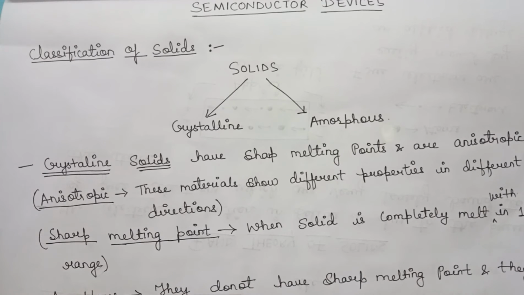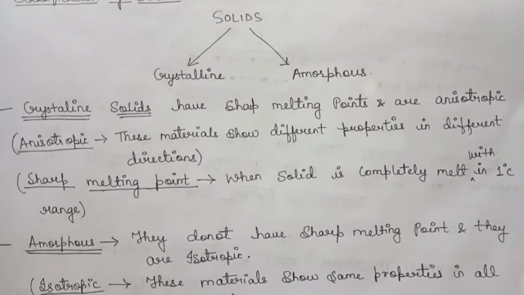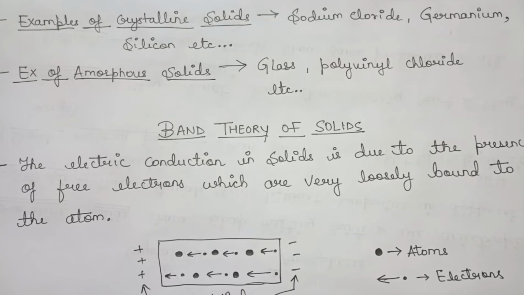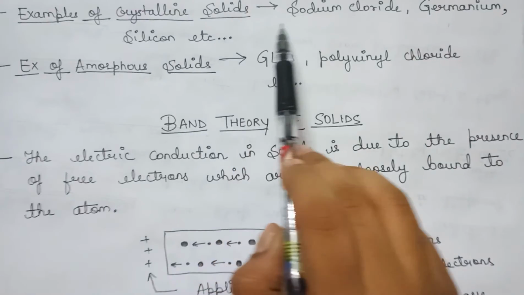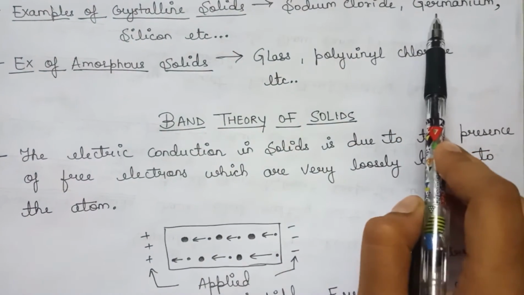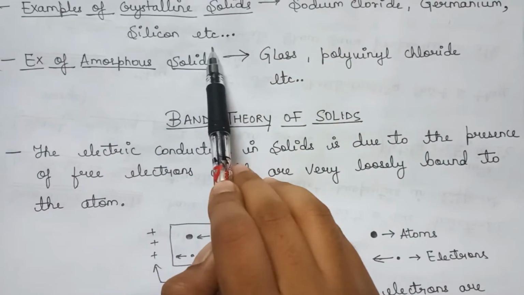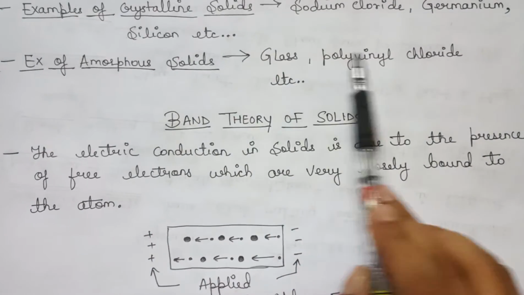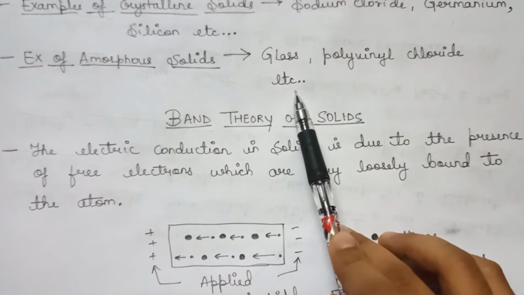Now let's know about the amorphous materials. Amorphous materials don't have a sharp melting point and they are isotropic. Isotropic means that these materials show the same properties in all directions. Some examples of crystalline solids are sodium chloride, germanium, silicon, etc. And some examples of amorphous solids are glass, polyvinyl chloride, etc.